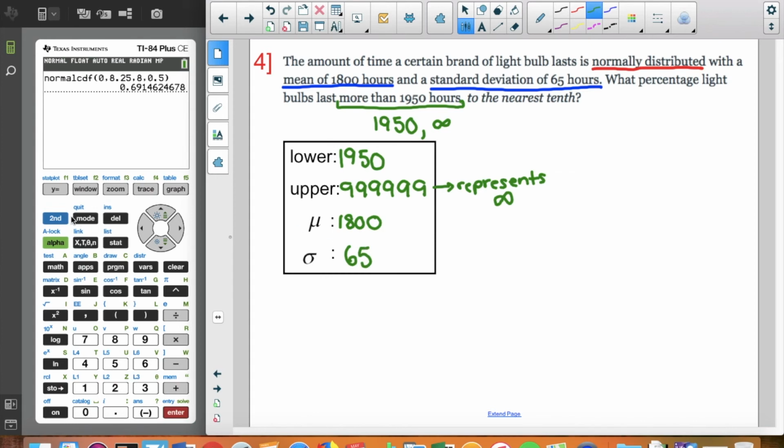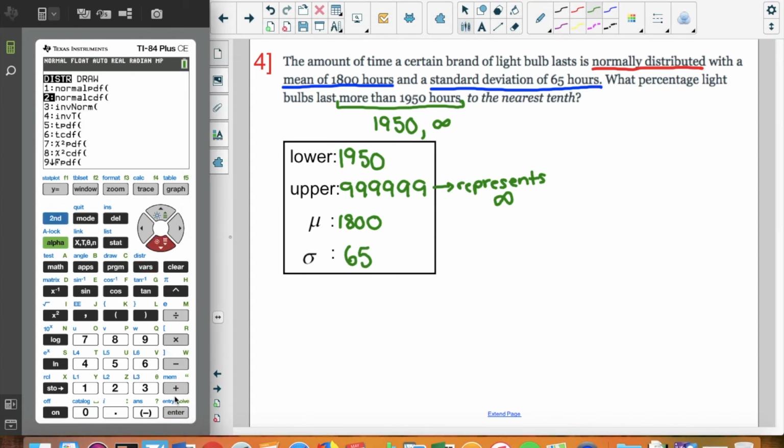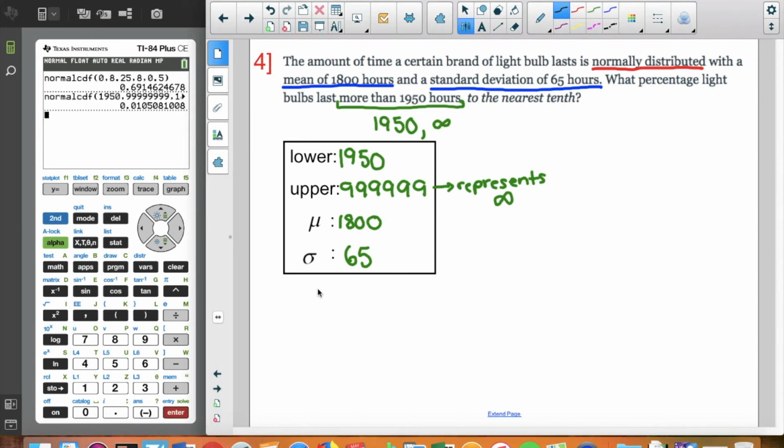So let's type this in to our calculators. Normal CDF, 1950, upper again. We have to somehow show that this is going to infinity, at least in theory. If a light bulb lasts forever, that would be pretty impressive. Enter, enter, and this is what we get. So, we get 0.010508. Now, it wants a percentage, so we have to change this to a percent.